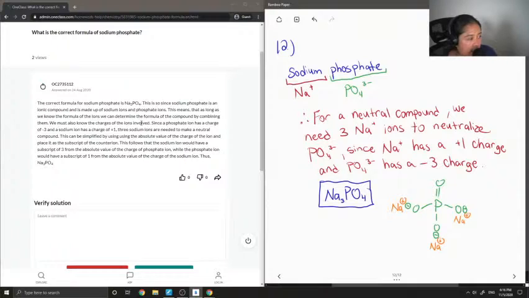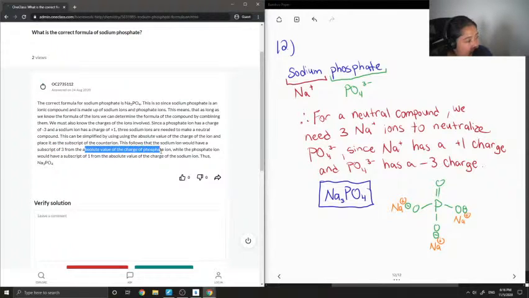Since a phosphate ion has a charge of -3 and sodium has a charge of +1, 3 sodiums are needed to make a neutral compound. This can be simplified by using the absolute value of the charge of the ion and place it as the subscript of the counter ion. This follows that the sodium ion would have a subscript of 3 from the absolute value of the charge of the phosphate ion, while the phosphate ion would have a subscript of 1 from the absolute value of the charge of the sodium ion.